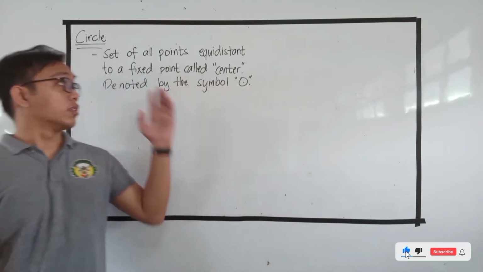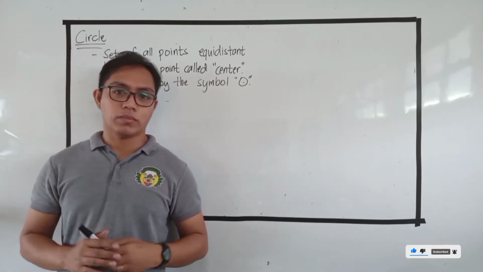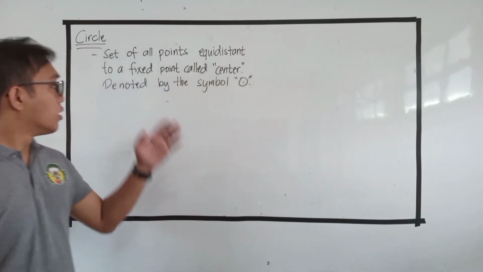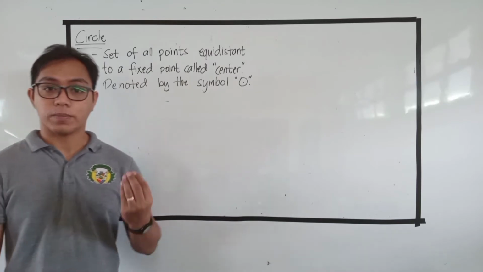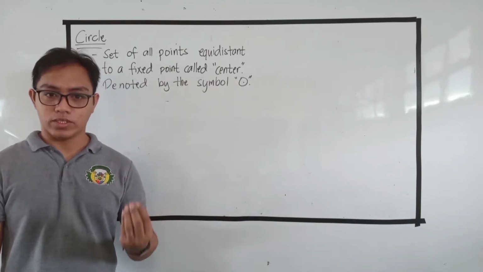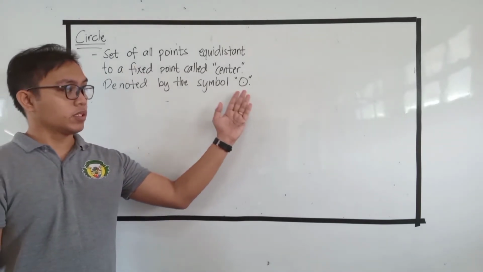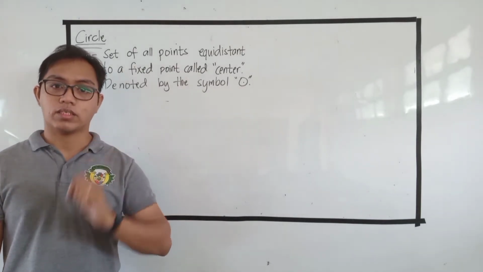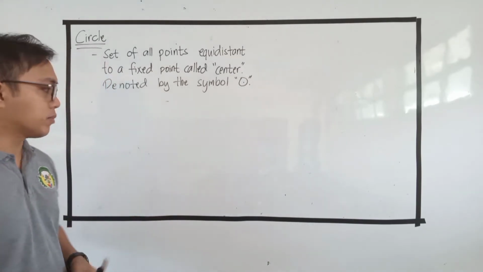This is all about circles. Now, let us start by defining circle. A circle is a set of all points equidistant to a fixed point called the center. It is also denoted by the symbol circle with a dot inside. Now, let's have an example.